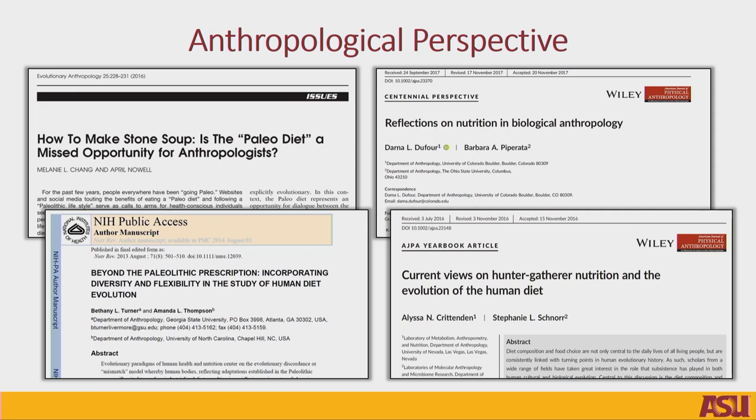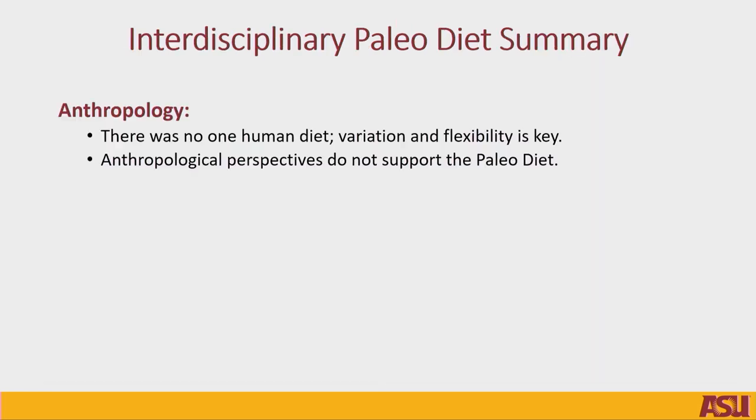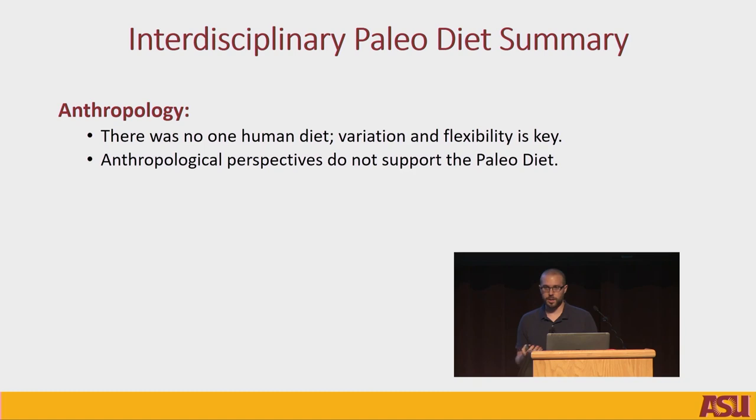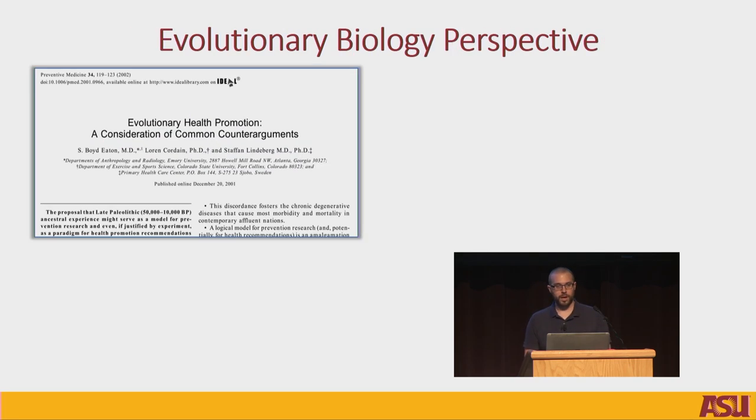So again, promising. To summarize, there is no one human diet, and variation and flexibility is key, but overall the anthropological perspective doesn't support the use of really any one diet or the paleo diet. Moving on, evolutionary biology. Eaton, Cordain, and Lindeberg outline some common counter-arguments to the evolutionary health promotion and thinking about evolutionary mismatch and diet.